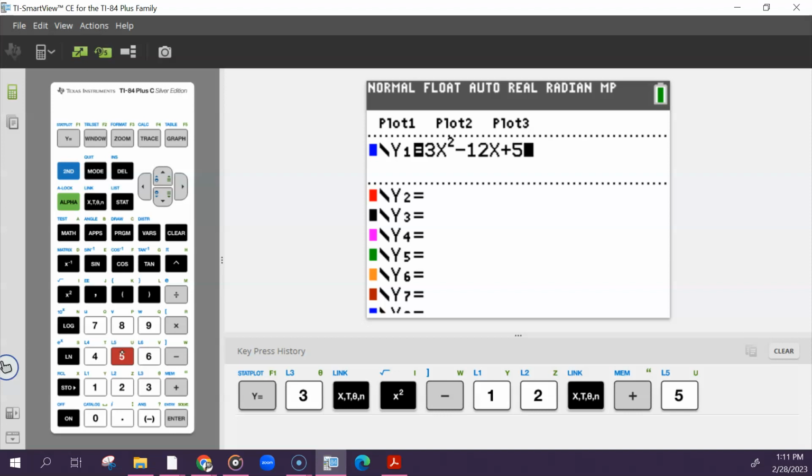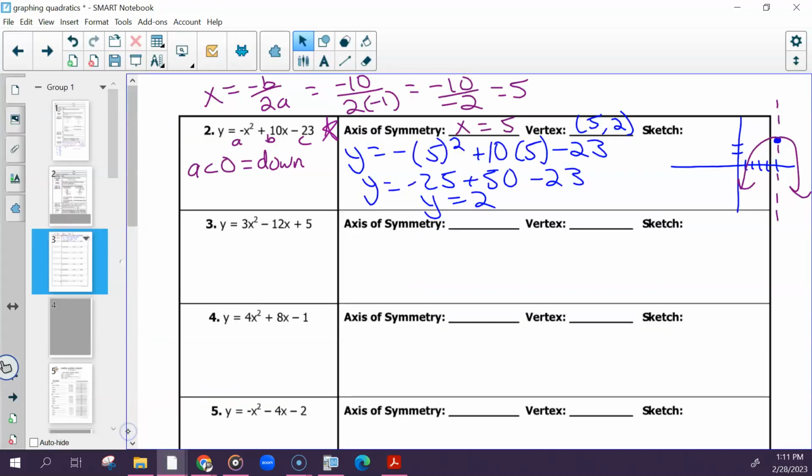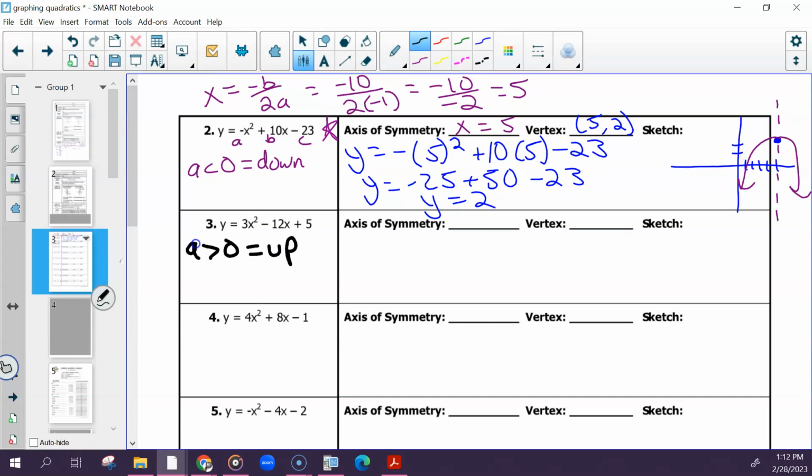So I skipped this one. Number 3. Would this face up or would this be down? Up. Yep. So because this is facing up, will our vertex be the lowest point, the minimum, or the highest point, the maximum? Minimum.